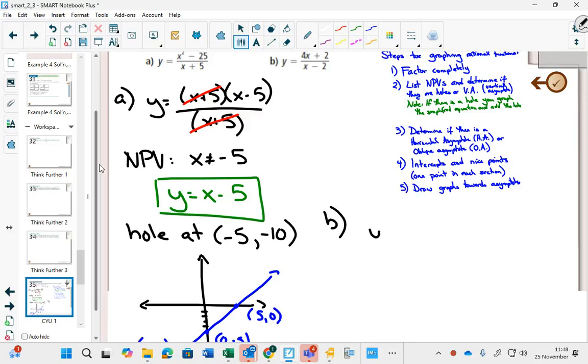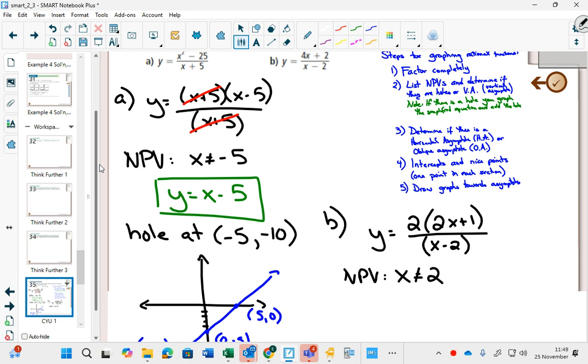Start by factoring completely. On the top, I can take out a common factor of 2. And on the bottom, I have x minus 2. List your non-permissible value. In this case, x can't equal positive 2 because that would cause you to divide by 0. And since the x minus 2 doesn't cancel out, you have a vertical asymptote.